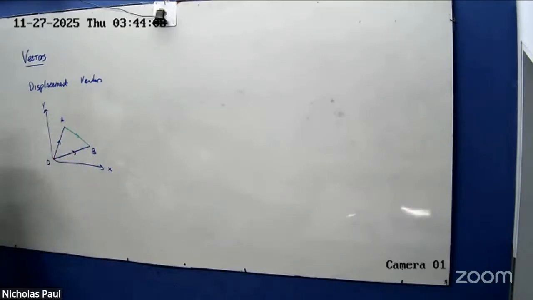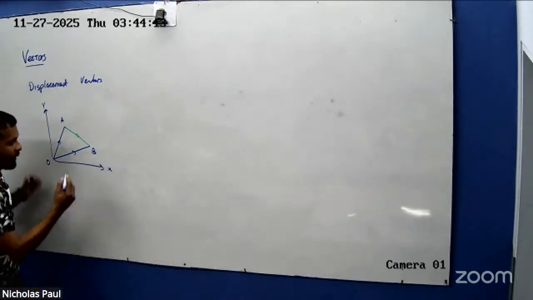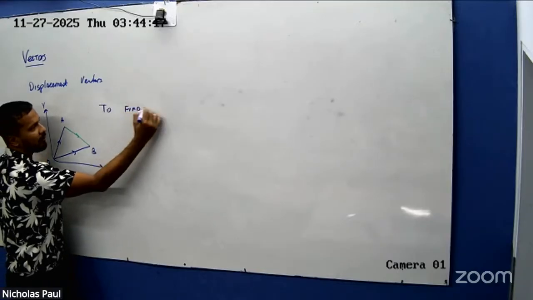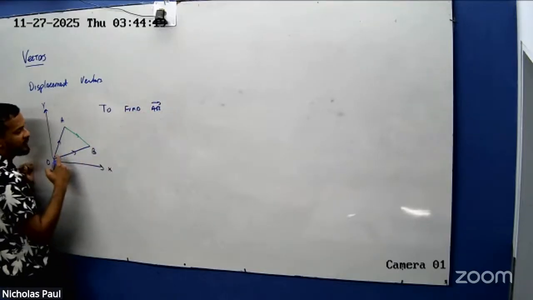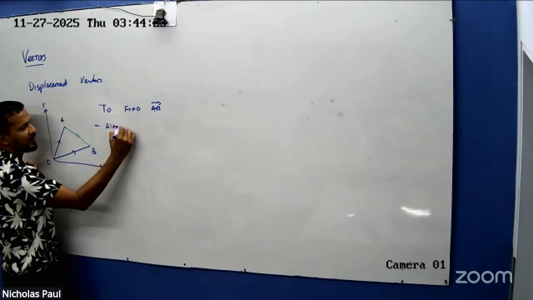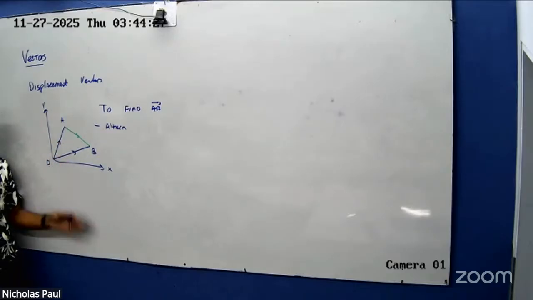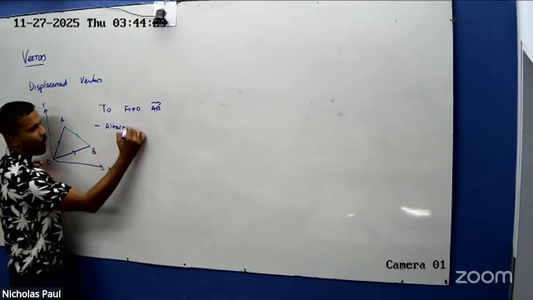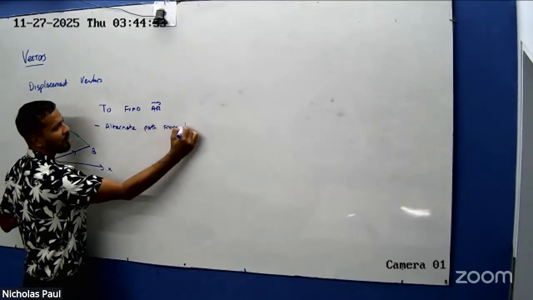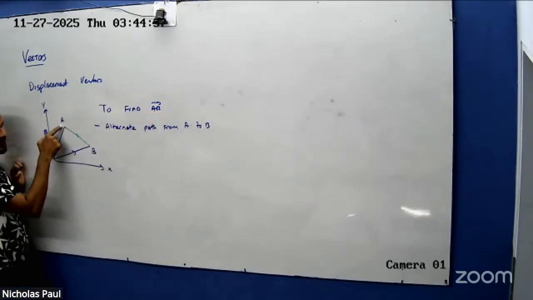And the way to find AB, to find AB, all we need to do is get the alternate path. We need an alternate path, and it must have a shape, right? Normally it's a triangle, but it could be any shape. We need an alternate path from A to B, from here to here. So we start in here and want to reach here.